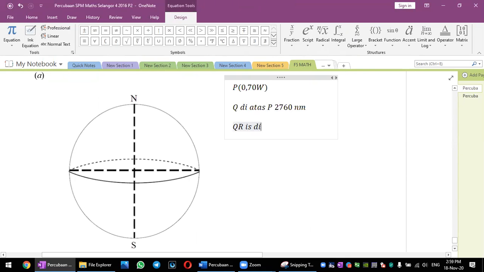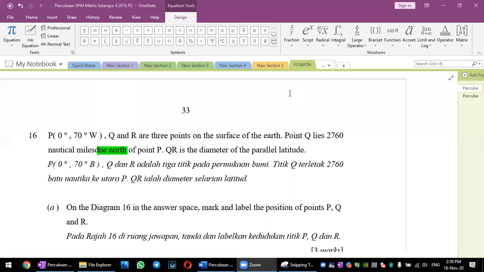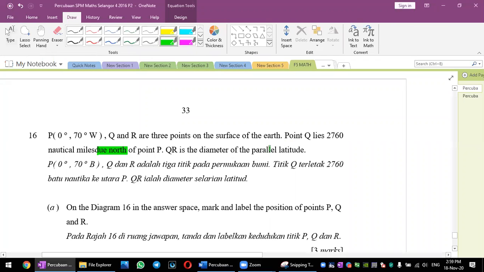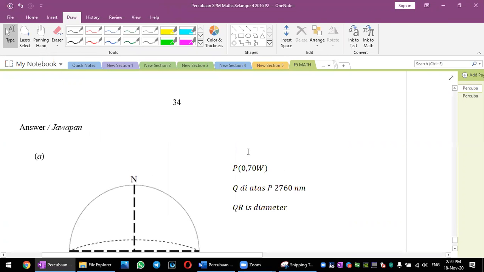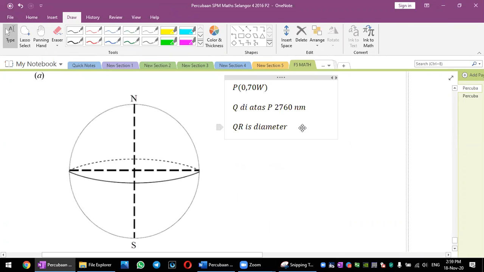QR is diameter. Okay, diameter ada dua jenis. Satu diameter yang pass through center. Then satu diameter tidak pass through center. This is the one that not passing through center. How I know? Because they say diameter of parallel latitude. Yang sama latitude, selarian latitude, they won't pass through center. Okay? So this diameter that are same latitude.